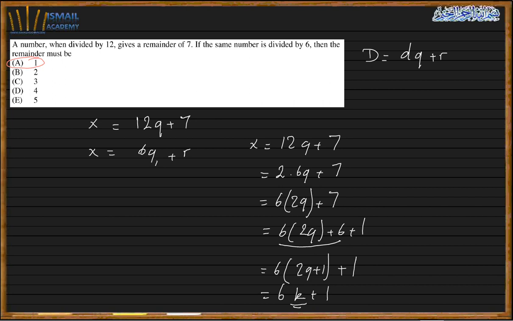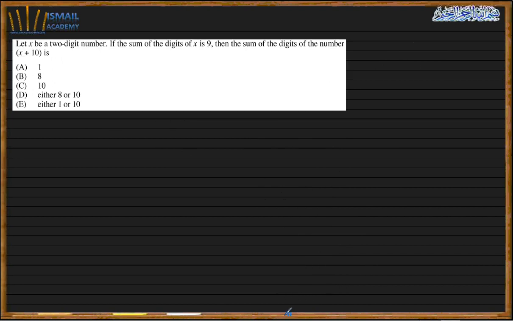Next question. Let x be a two-digit number. The sum of digits is 9. So I have x is AB. So I know that a plus b is 9.